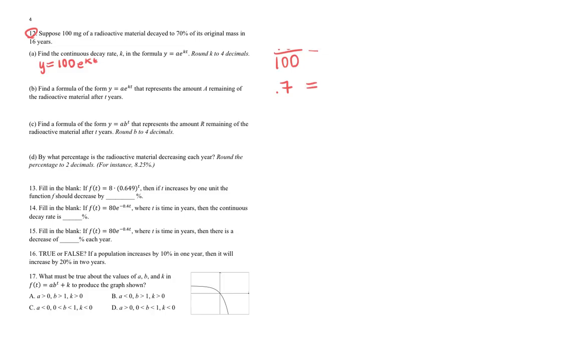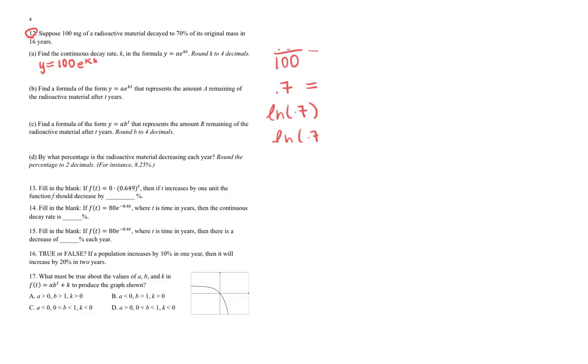And then to get rid of the e, I'm going to take the natural log of both sides. So I'm going to have the natural log of 0.7 equals the natural log of e to the 16k, and now I'm able to take that exponent down, and we know that the natural log of 0.7 equals 16k times the natural log of e, but the natural log of e is just 1, so this will go to 1. All right, and so now we can go ahead and divide both sides by 16.